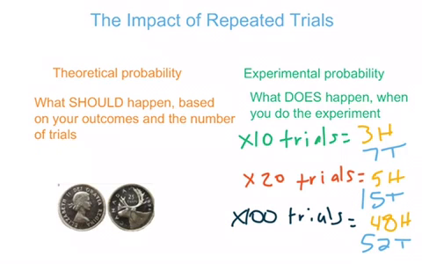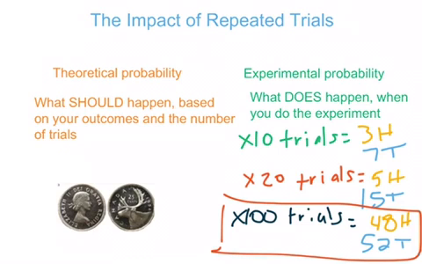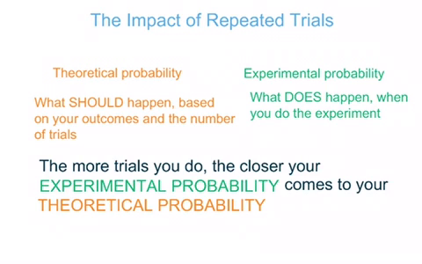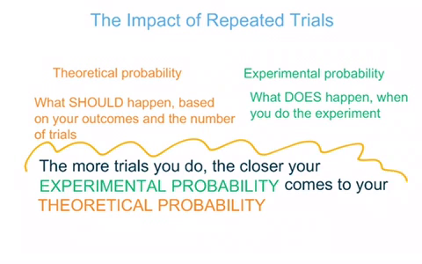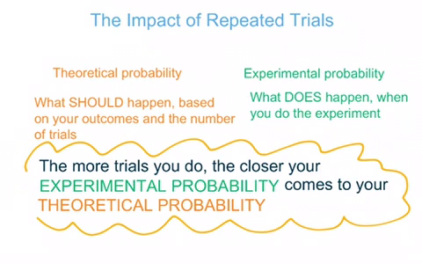However, when I continue on and try it 100 times, I get much closer. So after 100 trials, 48 times I had heads and 52 times I had tails. So to review the key idea here in terms of the impact of repeated trials, the more trials you do, the closer your actual or your experimental probability will be to your theoretical probability.